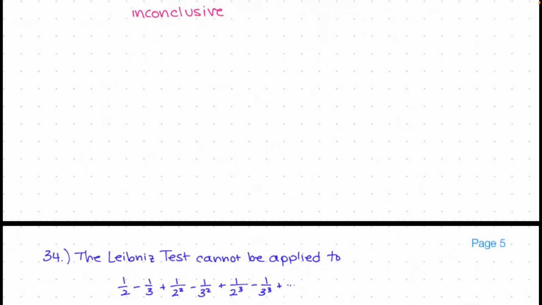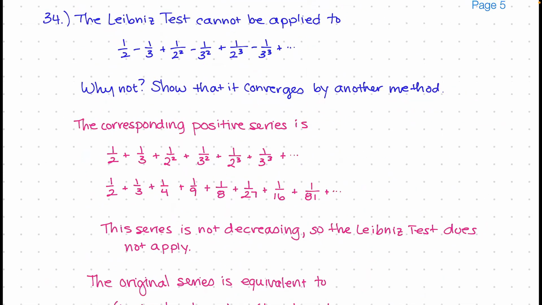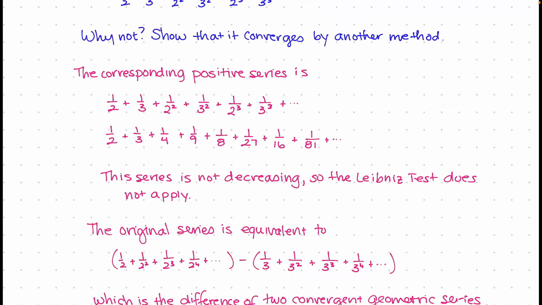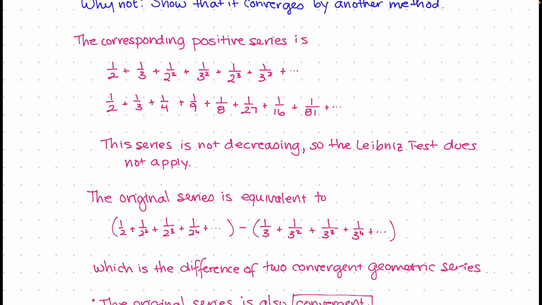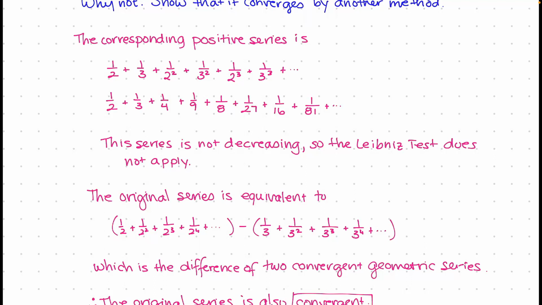34. The Leibniz test cannot be applied to blank. Why not? Show it converges. Is this the one? How do we know that the second part where you say the original series is equivalent to, and then that, and then you kind of prove that it converges from.